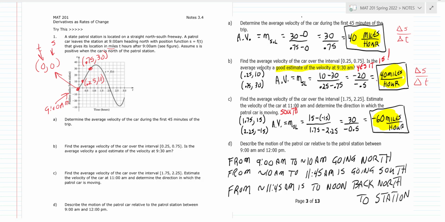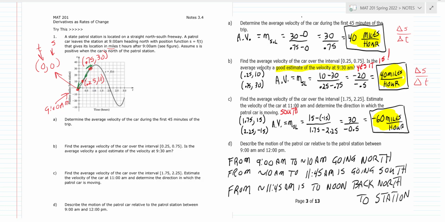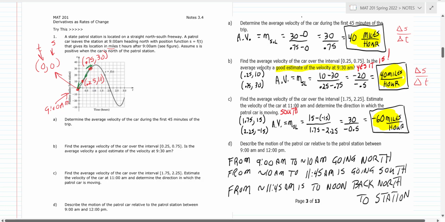Now the question says, is this a good estimate of the velocity at 9:30? Well, at 9:30, you would be here. So the velocity would be the slope of this tangent line. And if you look at the slope of the secant line, they look like they're about the same. So that is a good estimate for the exact velocity you would be doing at 9:30. So that's the idea.